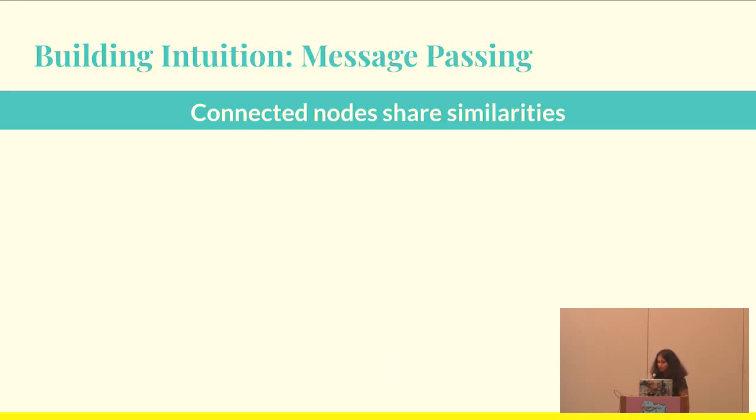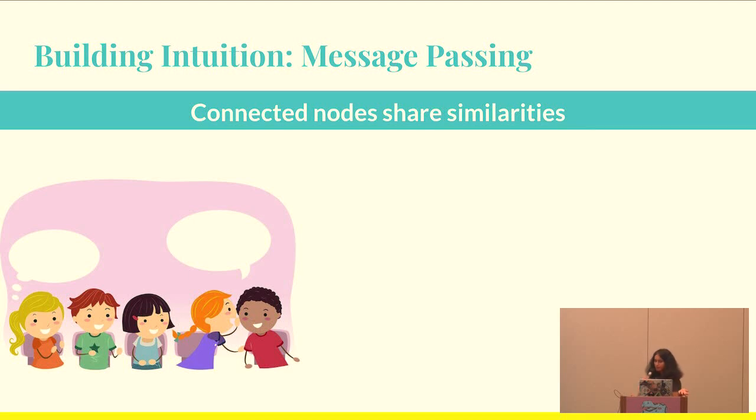And why that is important is because we're going to talk about message passing. The assumption over here is that if you have an edge connecting nodes, it means that they have certain similarities between them. They share certain features. They have certain behaviors that are common to those two nodes.